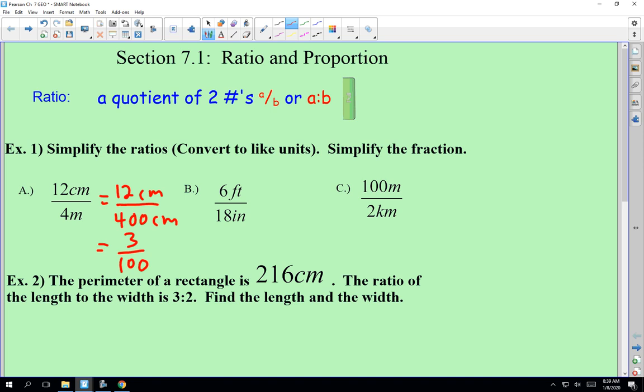What about B here? 6 feet. How many inches would that be? 72 inches. Has anybody in here 6 feet tall? Somebody's exactly, are you exactly? Okay. So 72 inches over 18 inches. And then you simplify it. Is 18 going into 72 evenly? How many times? So this would just be 4. It simplifies to 4. If you write it as a ratio, it's 4 over 1.